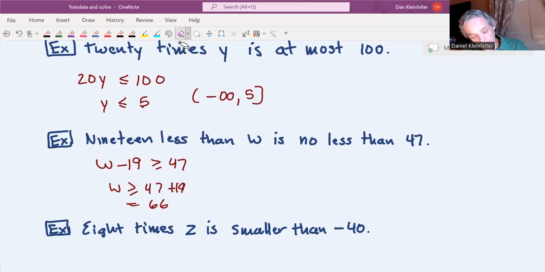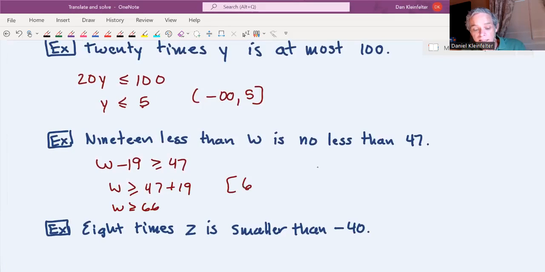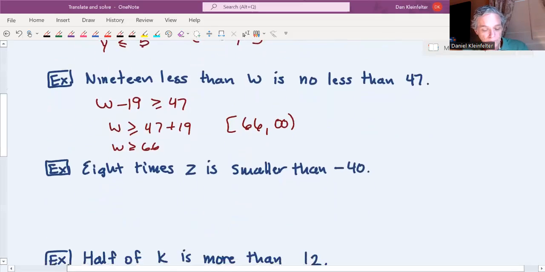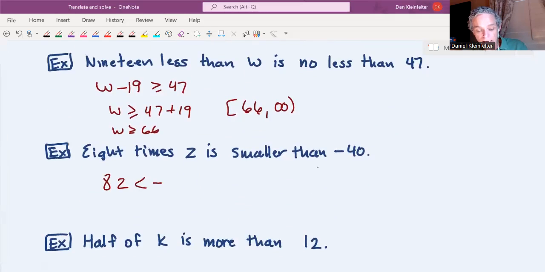I have a greater than. Let me fix my writing. W is greater than or equal to 66. We have 66 up to infinity. Okay. 8 times z is smaller than negative 40.